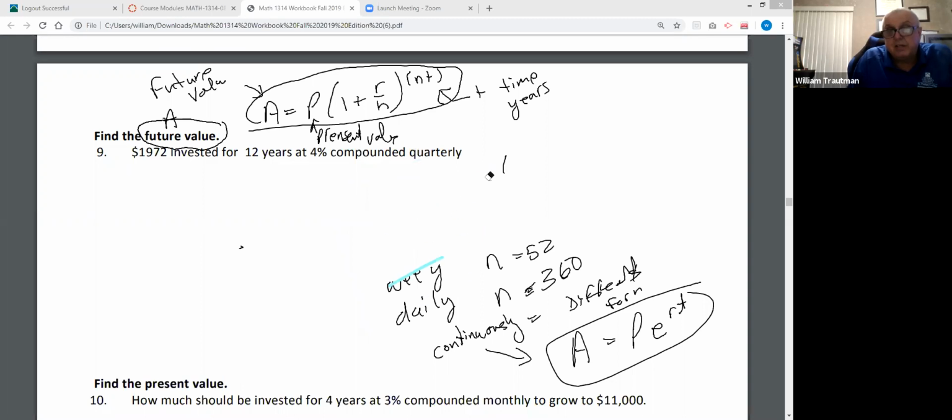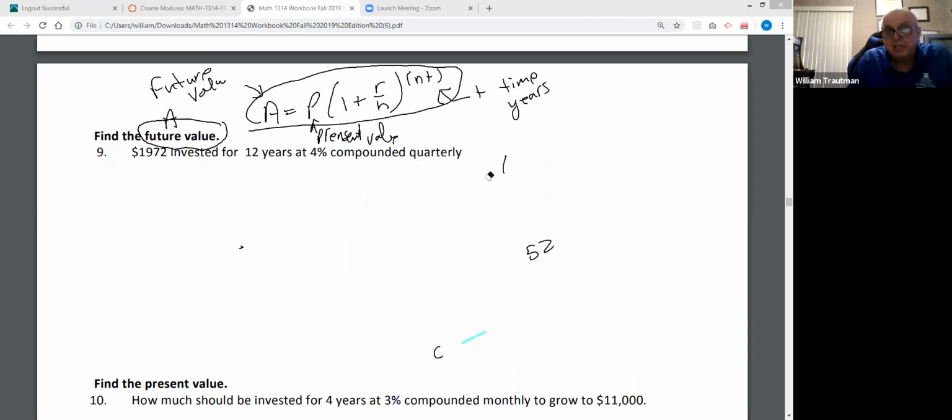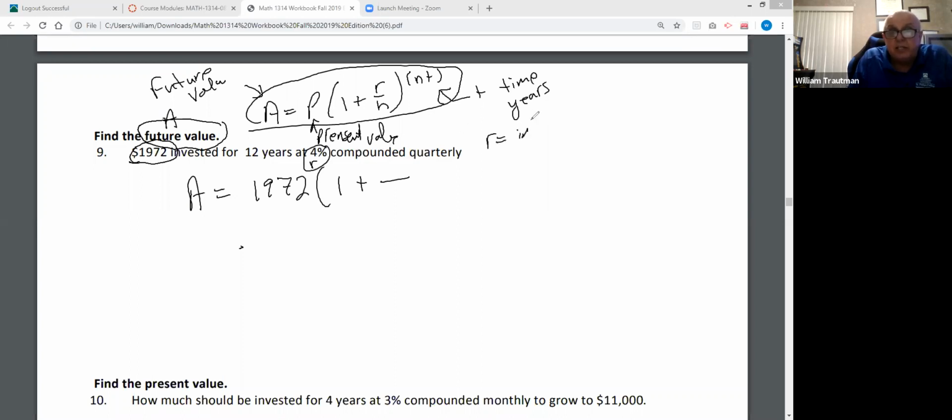This is taking longer than I thought. So we were trying to find the future value. Present value, this is how much I'm investing right now, 1972. The formula is 1 plus R, the interest rate. The interest rate is 4%. R is the interest rate. I didn't mention that.